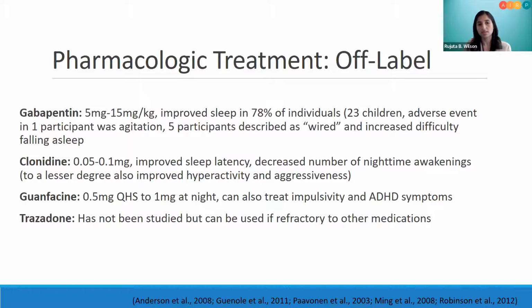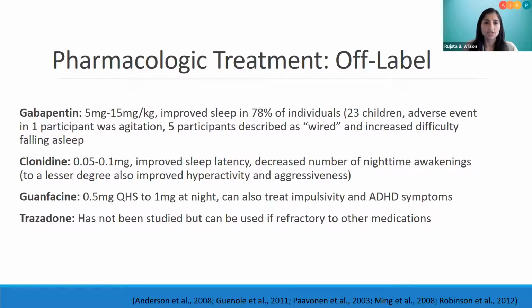And as you can see, the studies have shown decreased nighttime awakenings, and to a lesser degree, improvement in things like hyperactivity and aggressiveness. The reason I put that there is because sometimes clinicians will use this medication to treat both irritability or hyperactivity and sleep difficulties. The other medication within the alpha agonists is guanfacine.